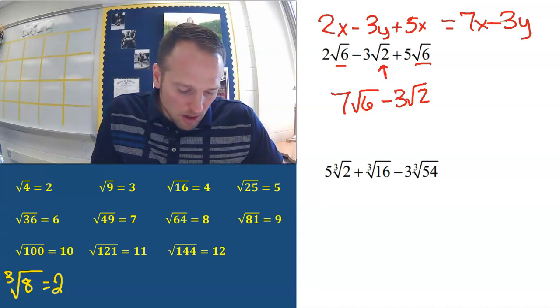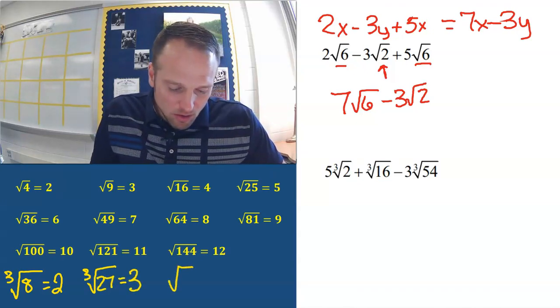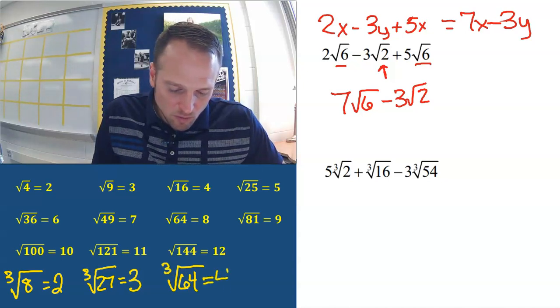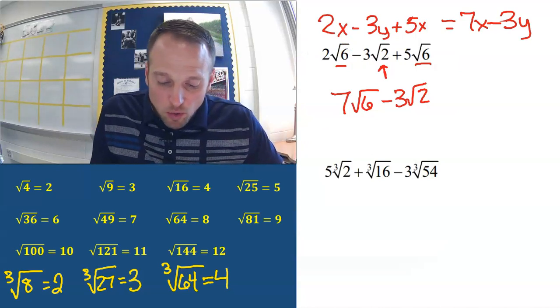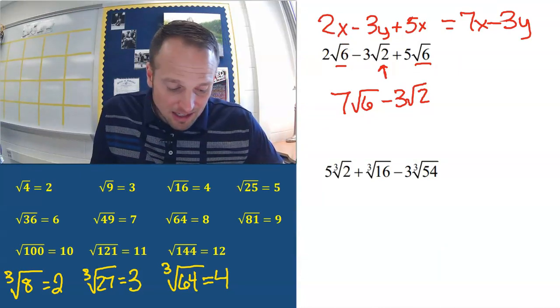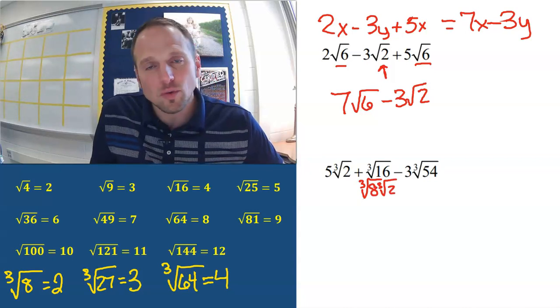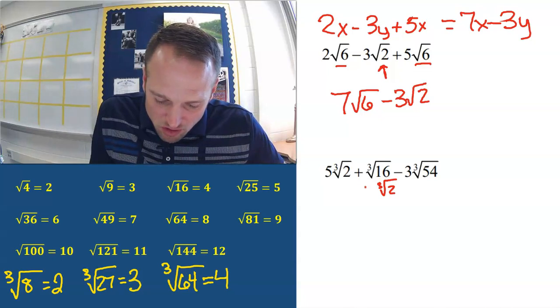The third root of 27 is going to be 3. And the third root of 64 is going to be 4. So let's keep those things in mind as we do this. So the third root of 16, I see what I can do there. I can call this the third root of 8 times the third root of 2, because 8 times 2 is 16. And I know what the third root of 8 is. Third root of 8 is just 2.